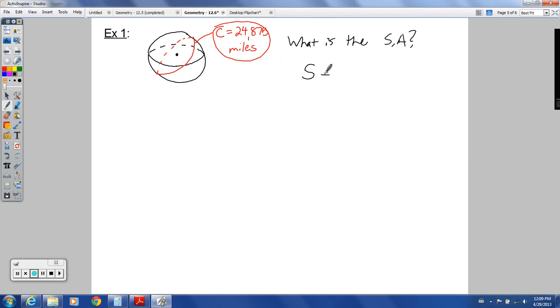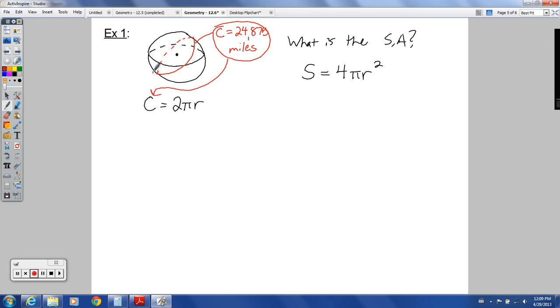So I'm going to write that down over here. The surface area is 4 pi r squared. However, I don't know my radius right now. If I knew that, it would be very easy. I would just plug it in. However, I know the circumference, and I know the formula for circumference is that C, circumference, equals 2 times pi times r. So I'm just going to plug that in right down here.